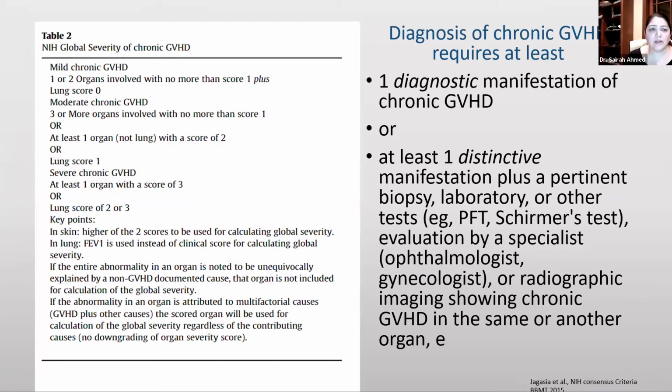The Global Severity Index for chronic GVHD is a scoring method, and it's looking at both the grade, mild, moderate, or severe, as well as the organs involved. In order to have a diagnosis of GVHD, you either have to have one diagnostic manifestation of chronic GVHD or one distinctive manifestation plus a pertinent biopsy finding. And this is the NIH criteria.